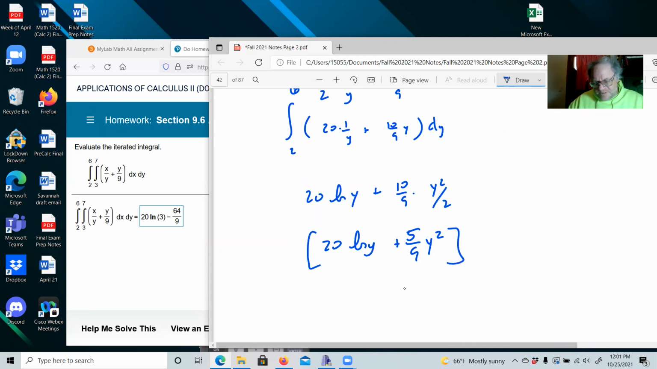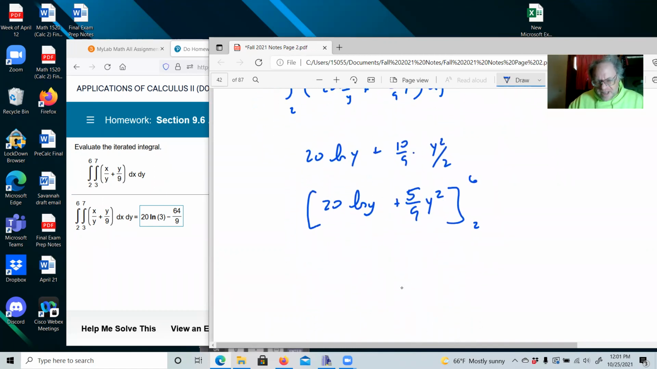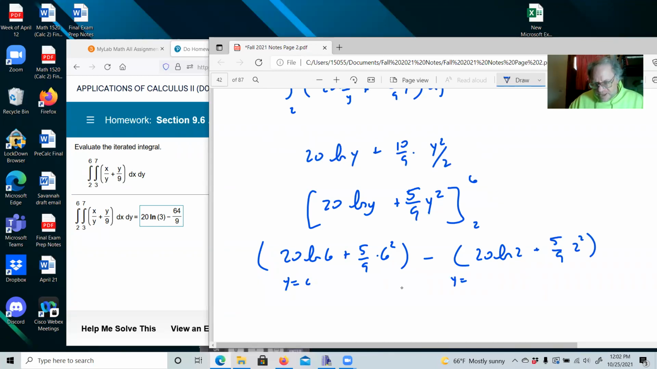Some of you will see it. Some of you see it already. Like, wait, you forgot. It's a 2 and a 6 here. So we have 20 ln 6 plus 5 over 9 times 6 squared. This is y evaluated at 6 minus 20 ln 2 plus 5 over 9 times 2 squared. This is y evaluated at 2, keeping track of everything.